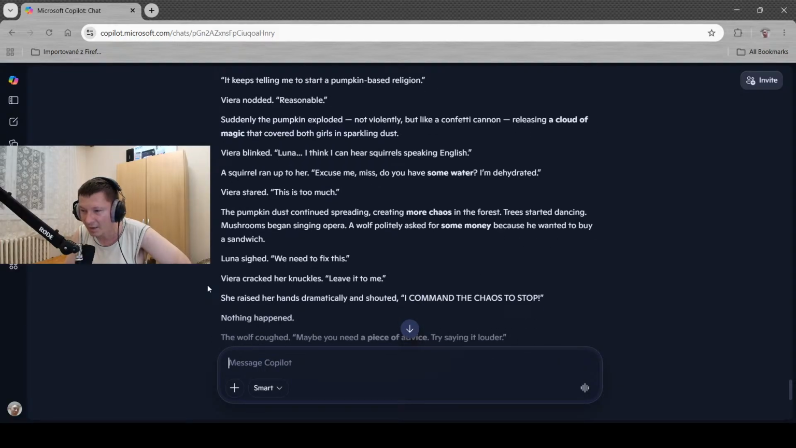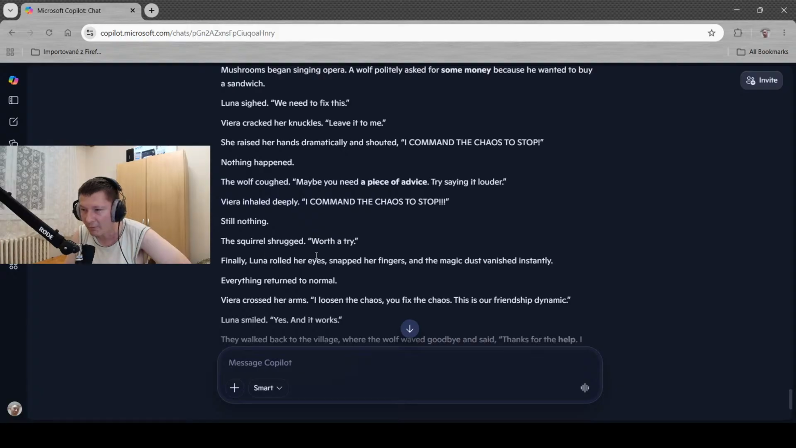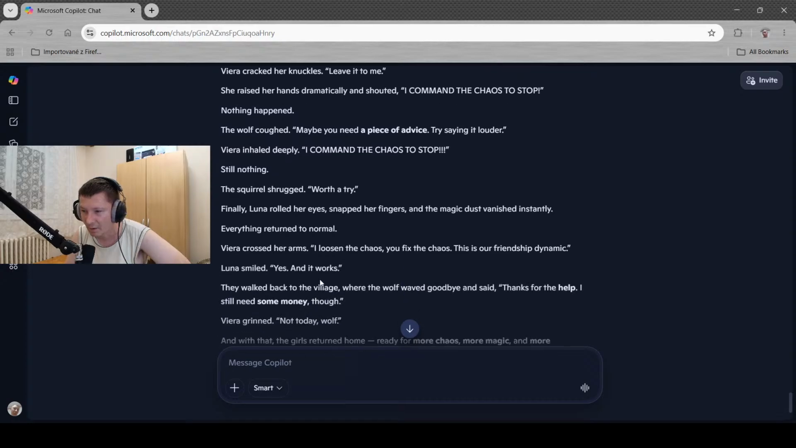Luna sighed. "We need to fix this." Viera cracked her knuckles. "Leave it to me." She raised her hands dramatically and shouted, "I command the chaos to stop." Nothing happened. The wolf coughed. "Maybe you need a piece of advice. Try saying it louder." Viera inhaled deeply. "I command the chaos to stop." Still nothing. The squirrel shrugged. "Worth a try." Finally, Luna rolled her eyes, snapped her fingers, and the magic dust vanished instantly. Everything returned to normal. Viera crossed her arms.